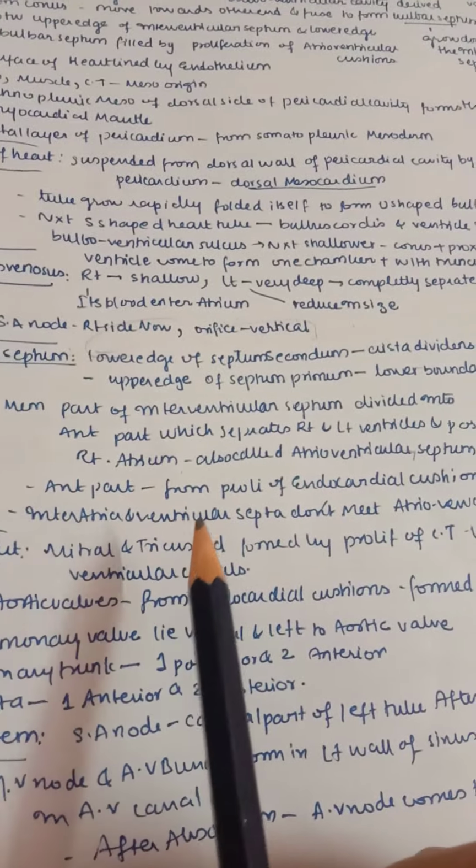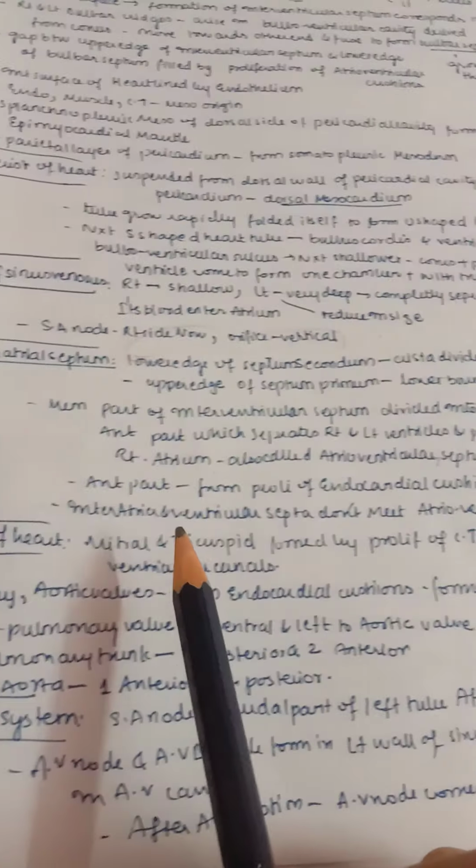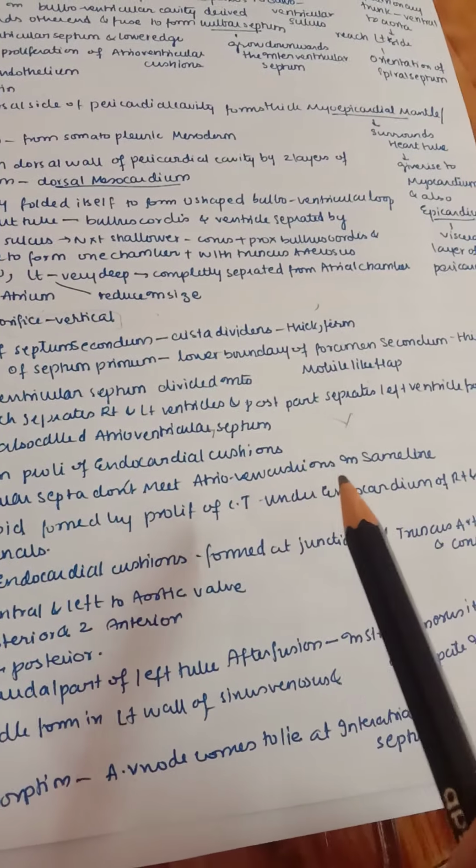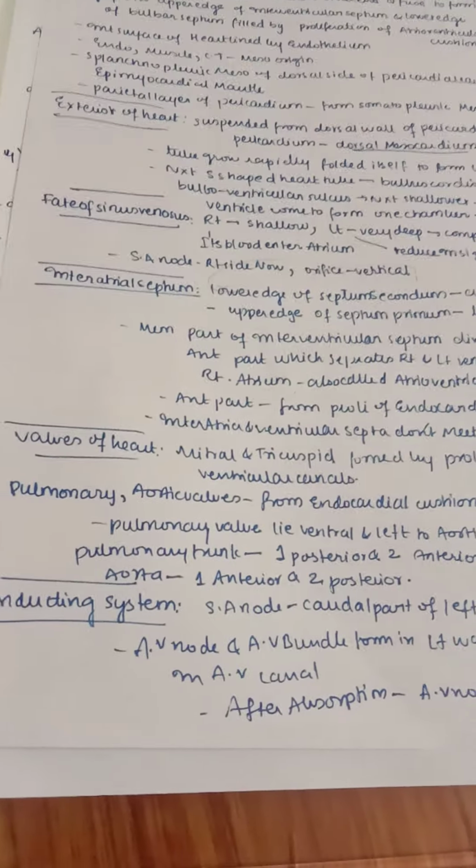And the anterior part is from proliferation of endocardial cushions, and the interatrial and the ventricular septa don't meet, so the atrioventricular cushions in the same line. That is important. Now let us see the valves of the heart.